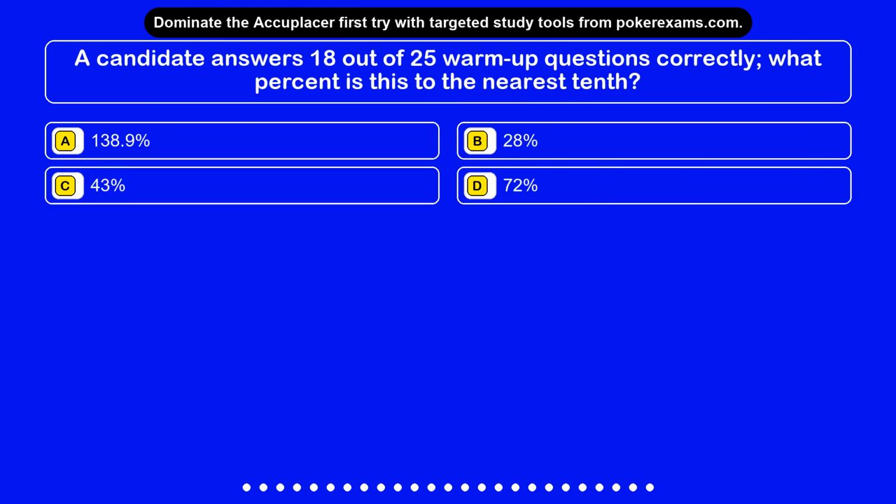Question 4. A candidate answers 18 out of 25 warm-up questions correctly. What percent is this to the nearest tenth? Option A, 138.9%. Option B, 28%. Option C, 43%. Option D, 72%.